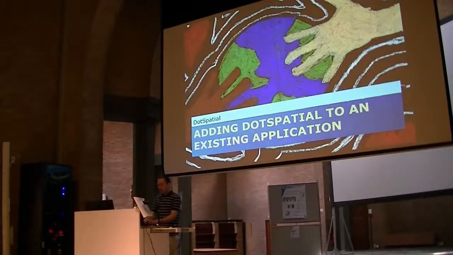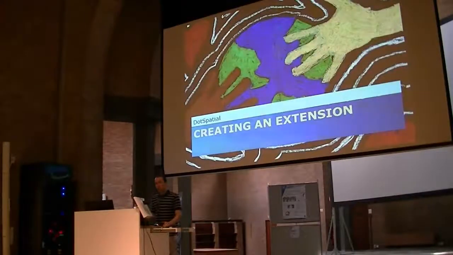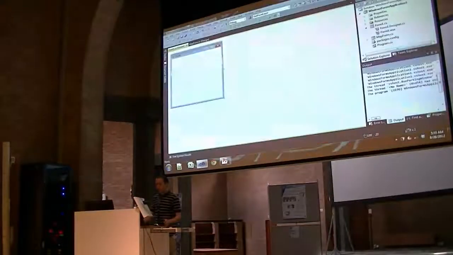So let's skip to the next demo. If you have questions about this, feel free to ask them at the end or towards the end. The next thing we're going to do is demonstrate creating an extension. DotSpatial is designed so that you can take a number of different extensions and put them together and end up with a package that's the sum total of all those extensions. So how do you create an extension if you want to do that?